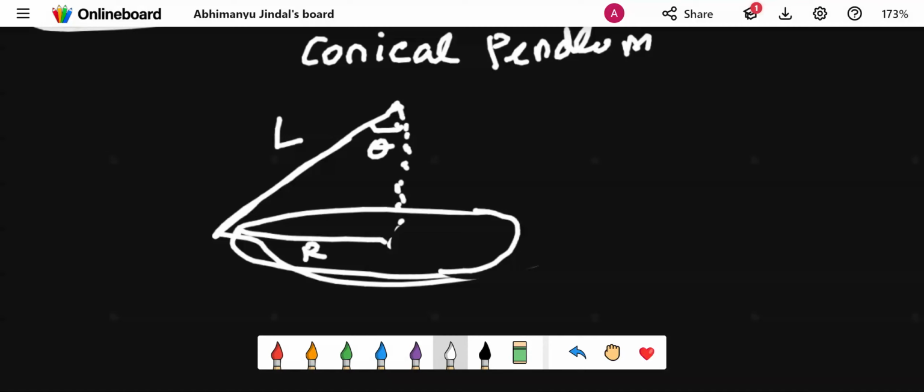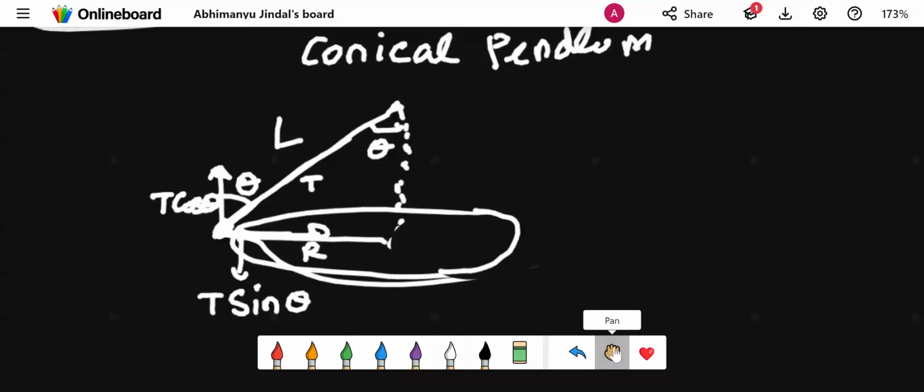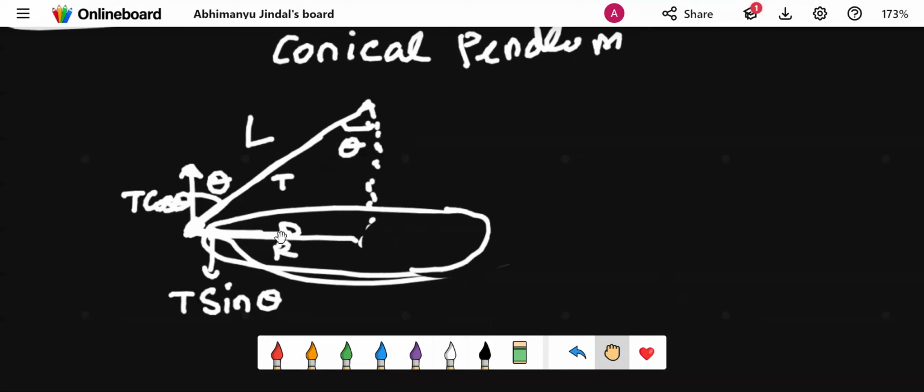Now let's say this is theta. After you stretch it by theta and make it move in a circular plane, let's say the tension in the string is T. You guys are sure that this is theta, right? Because of opposite angles, this is theta as well. So this is T cos theta, and this right here will be T sine theta.